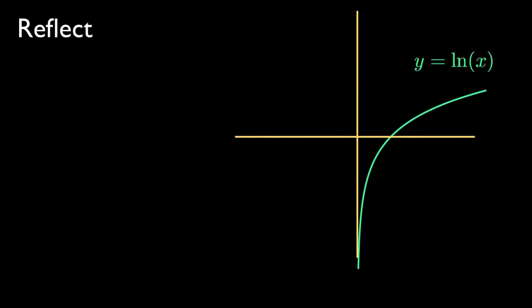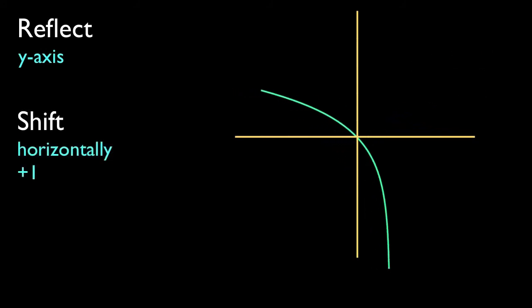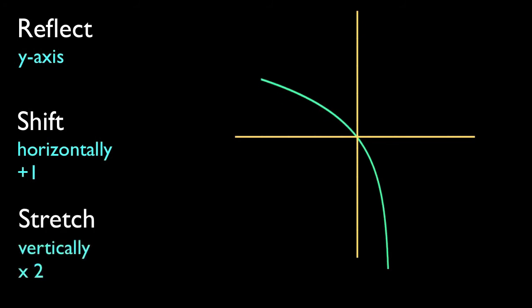To unleash the full power of transformations, we need to combine them. For this example, we'll use the inverse of the exponential function, the natural log function. We're going to reflect around the y-axis, shift 1 unit horizontally, and then stretch vertically times 2.